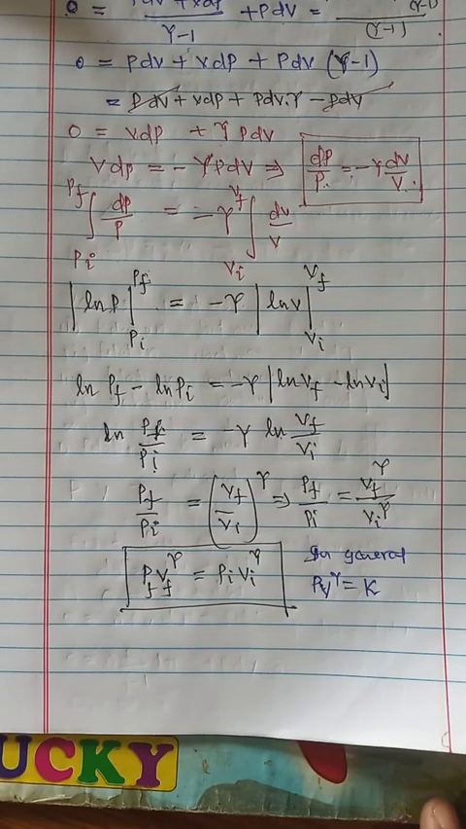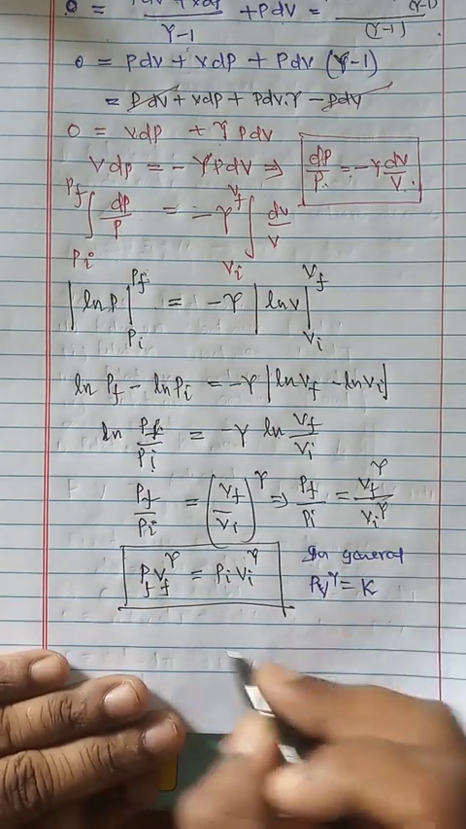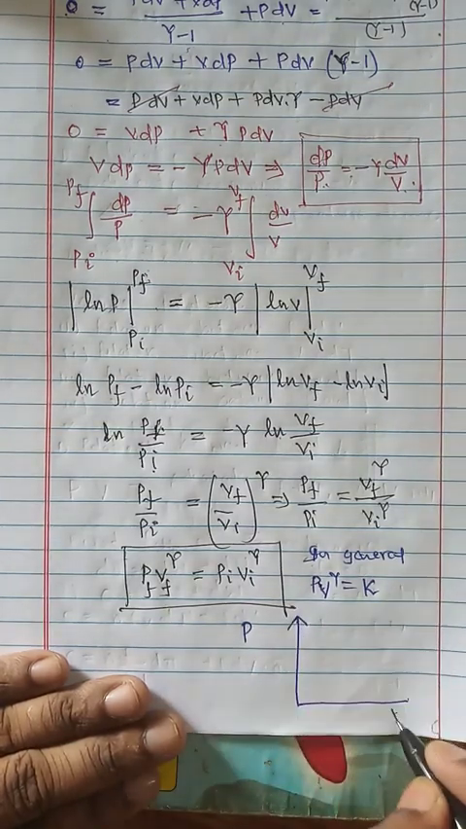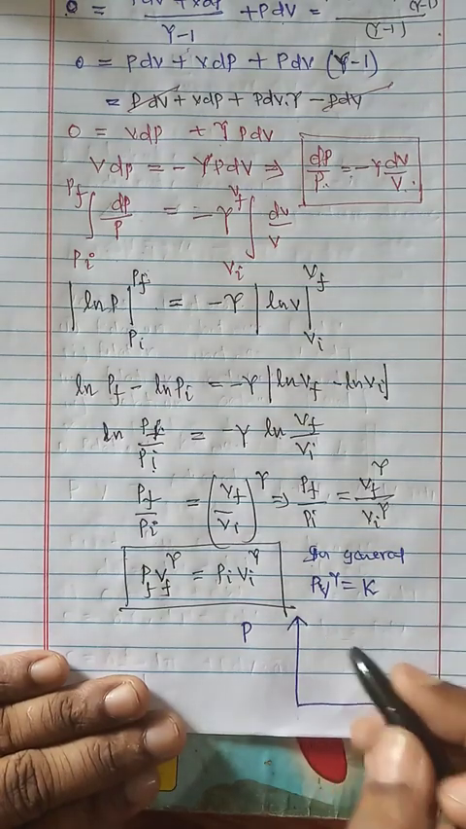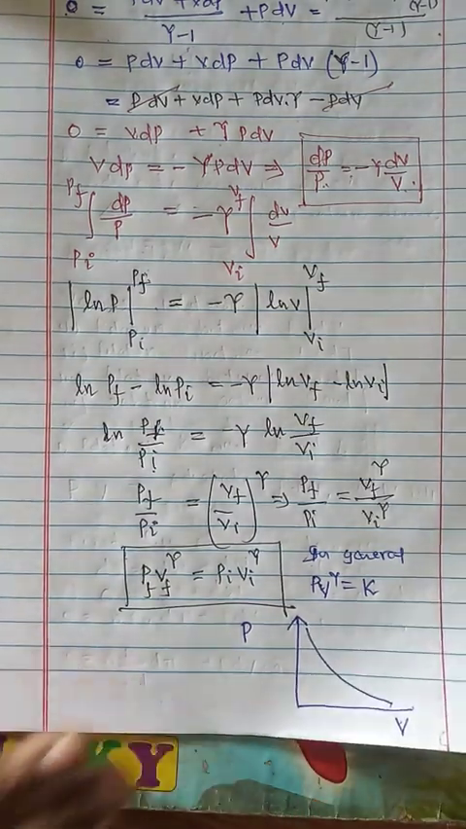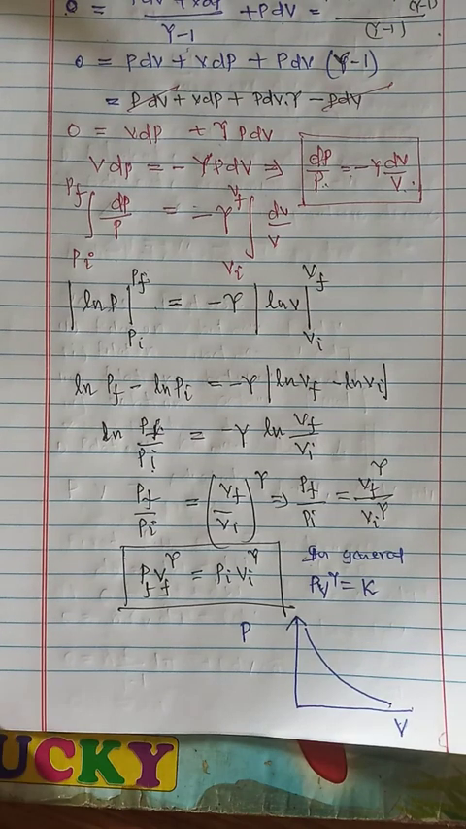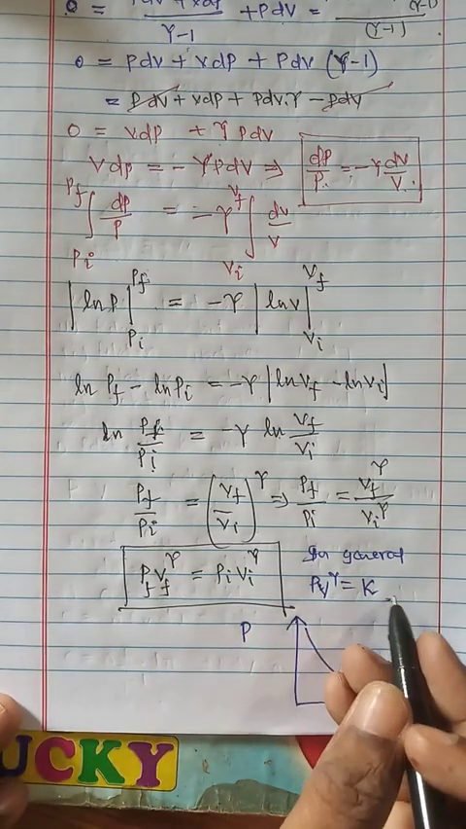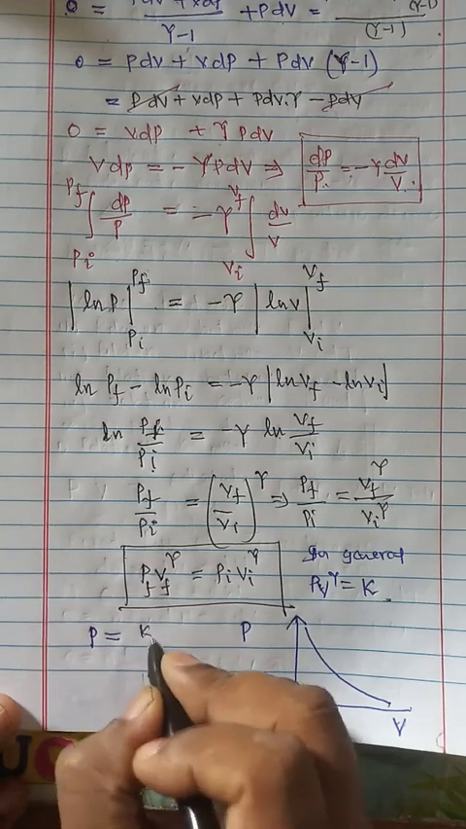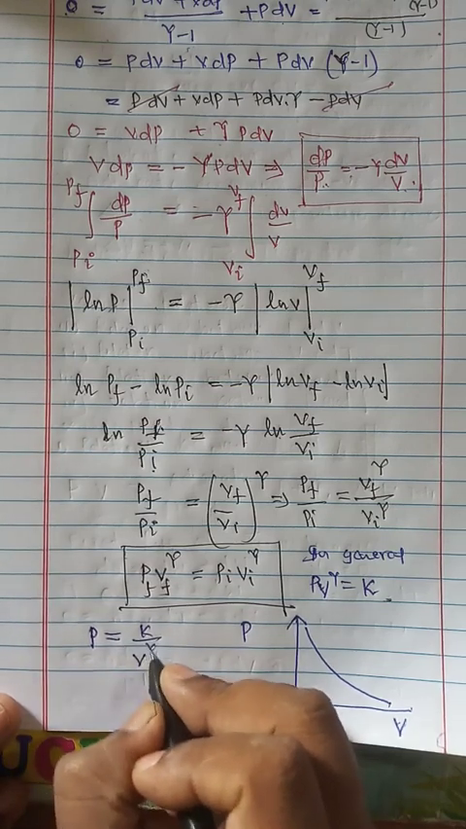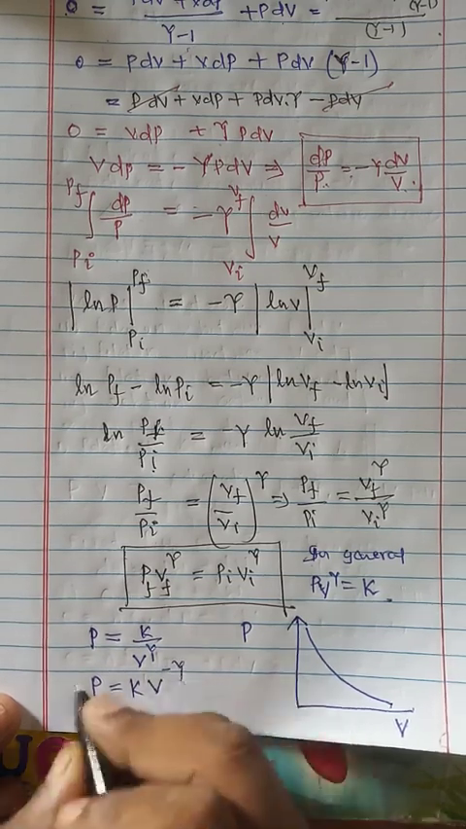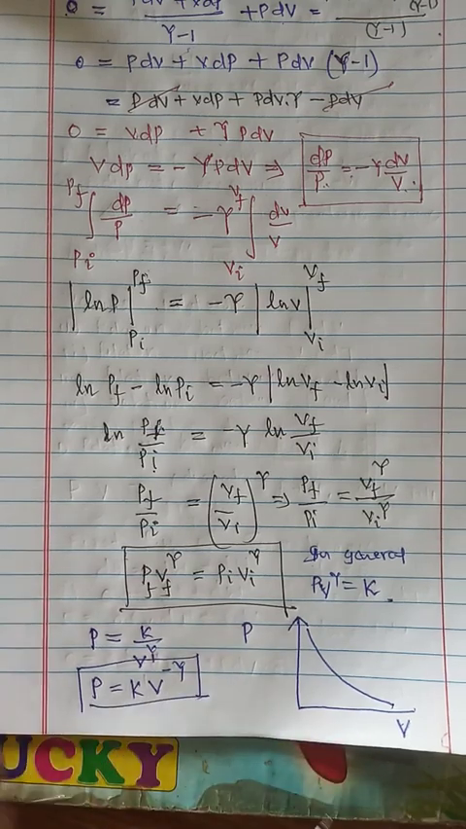Now if you plot the P versus V graph, you get a plot like that, with pressure along one axis and volume along the other. This is the variation. This is the theoretical relation. So PV to the power gamma is equal to a constant, or P is equal to K divided by V to the power gamma, or P is equal to K into V to the power minus gamma, the relation between pressure and volume in an adiabatic process.